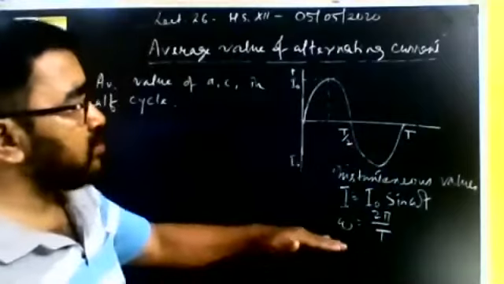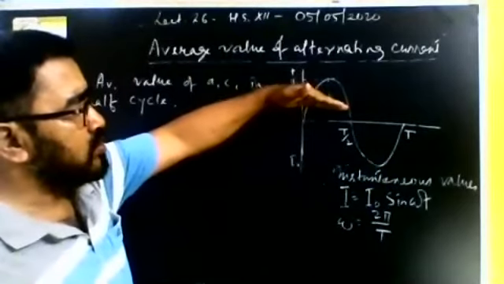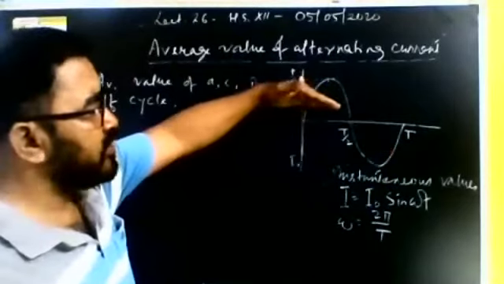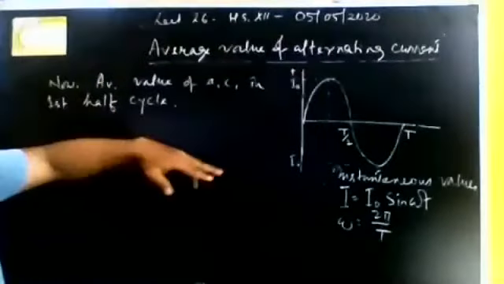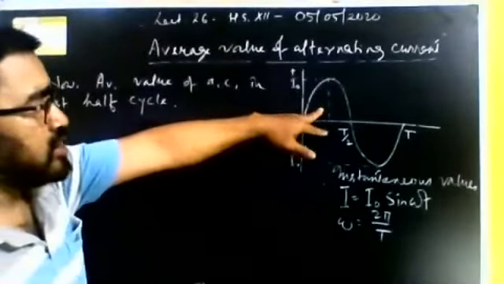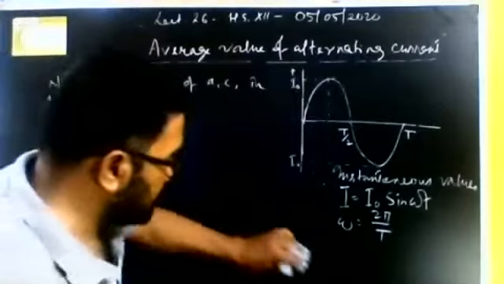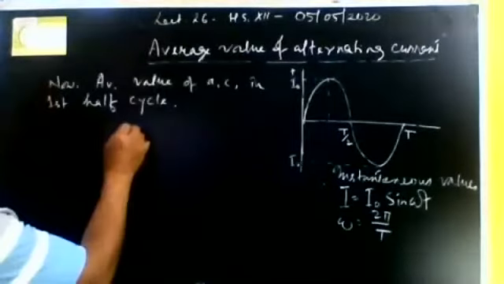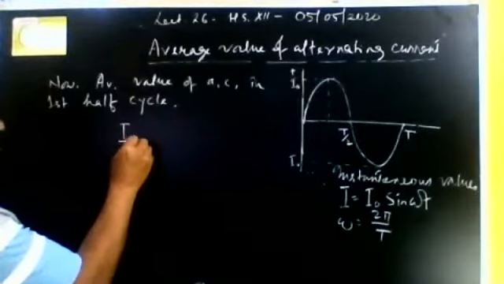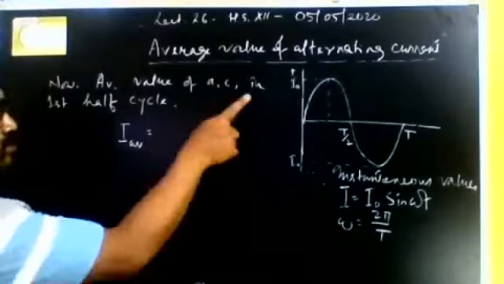So let us find out one half. First, let us find the positive half cycle. For the positive half cycle, let us find the average value. So I average in the first half cycle.